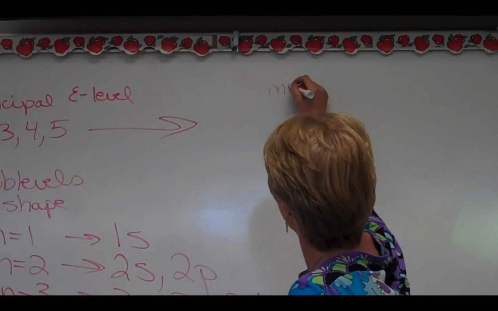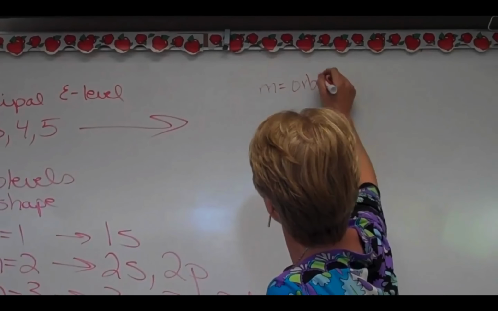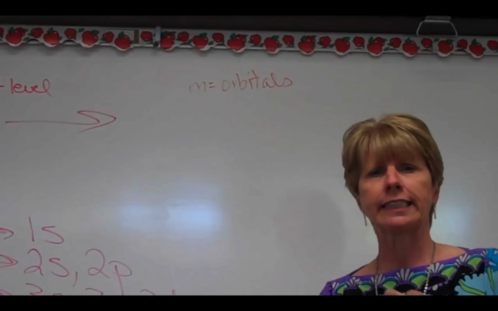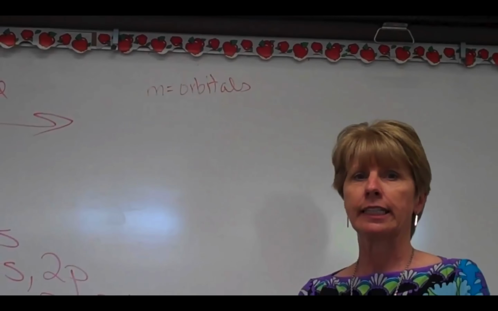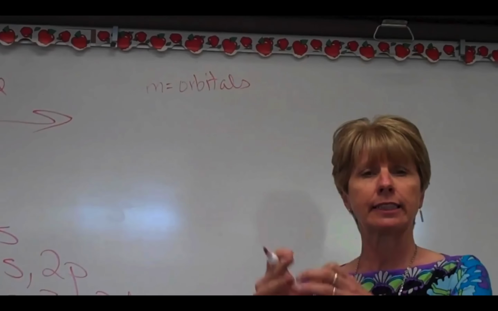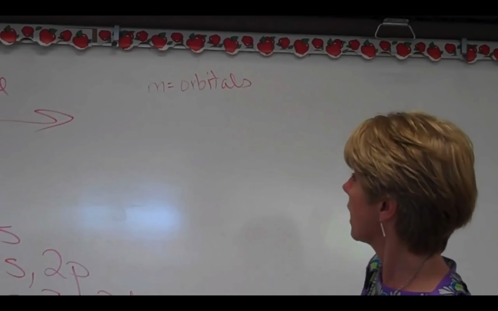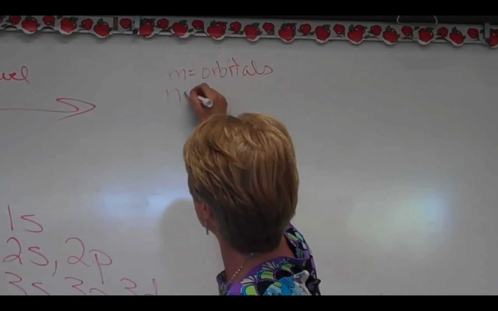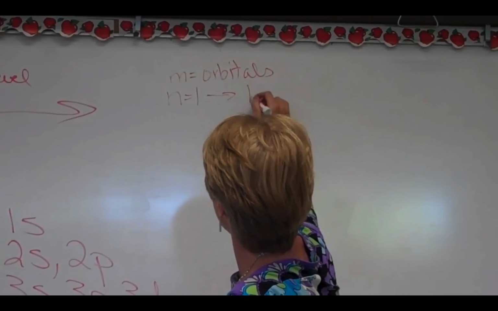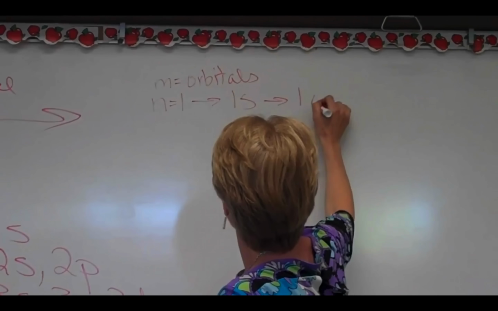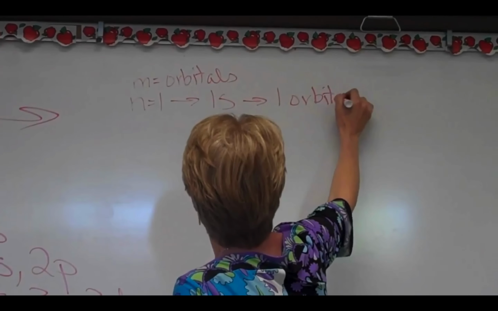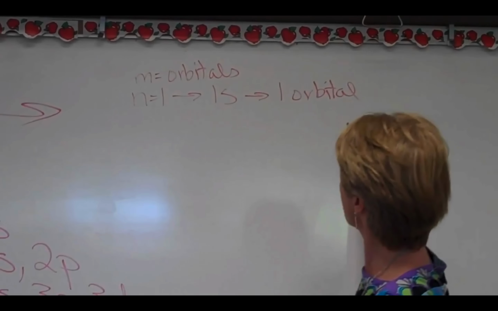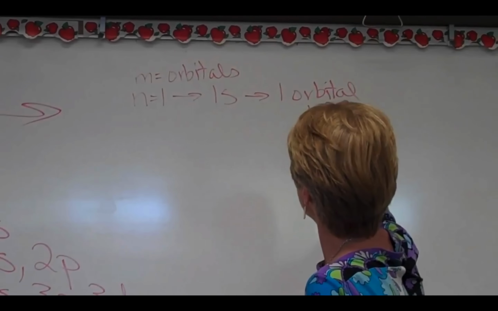Now, our third quantum number is going to be something called orbitals. Orbitals has to do with orientation. How is the electron cloud directed in space? Okay, now, in the first energy level, n equals 1, there's one sublevel, 1s, there's only one orbital. Now, how many electrons go in each orbital? 2. So you can actually have a 1s2.